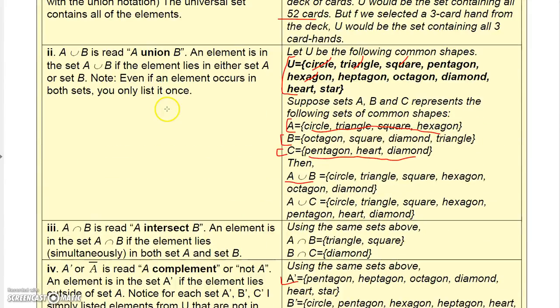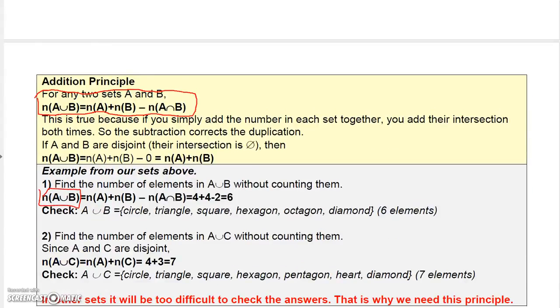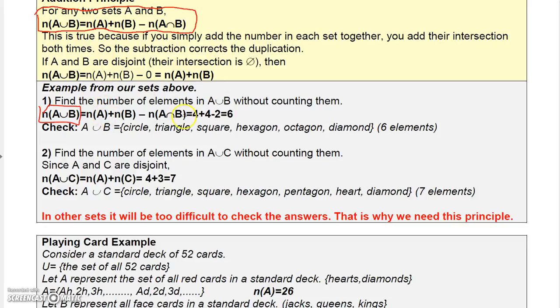All right, let's go back and look at sets. In set A, I had 4 elements. In set B, I have 4 elements. And then in the intersection of A and B, let's see how many I have. Remember, I had the square and the triangle. So there's 2 elements in the intersection. So in the union, I would have 4 elements plus 4 elements minus 2 elements to get 6.